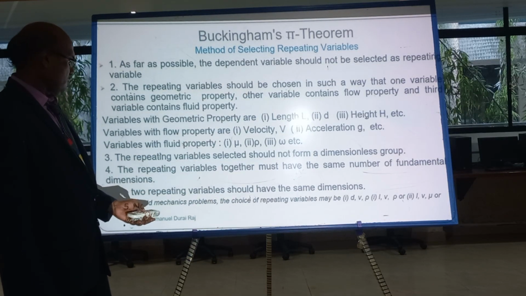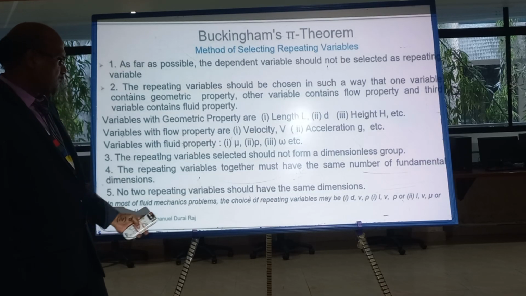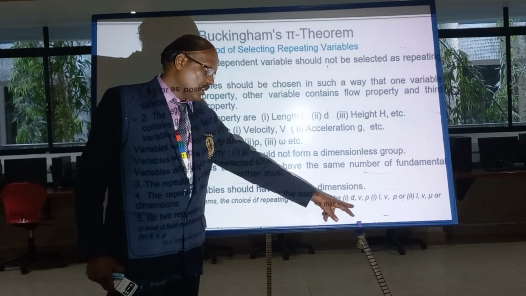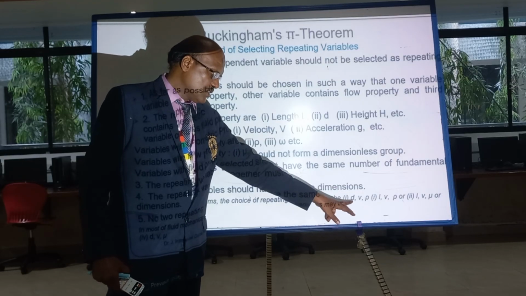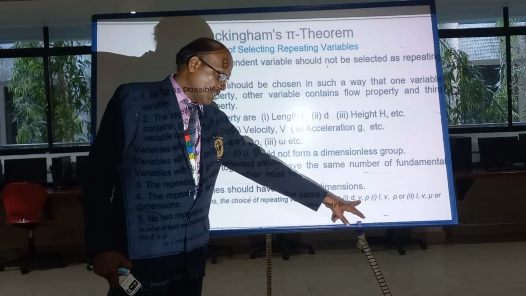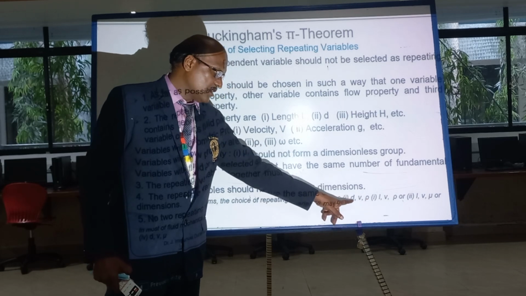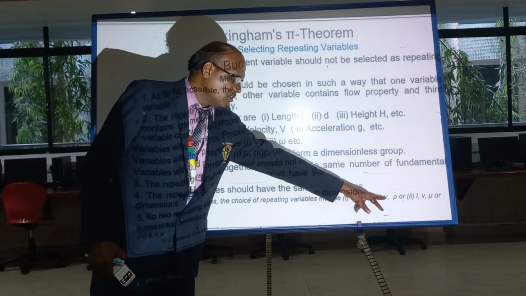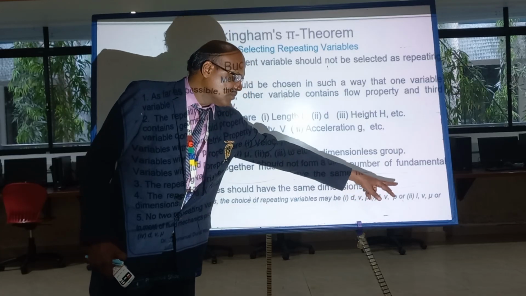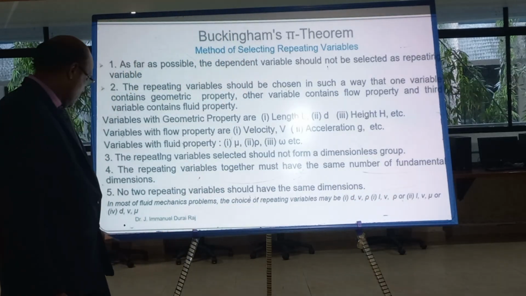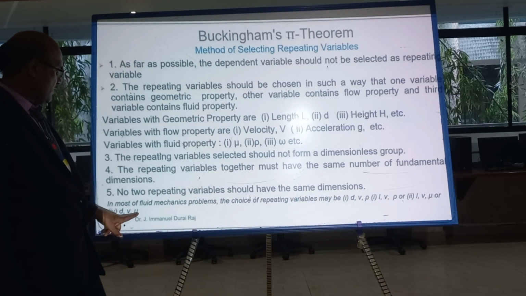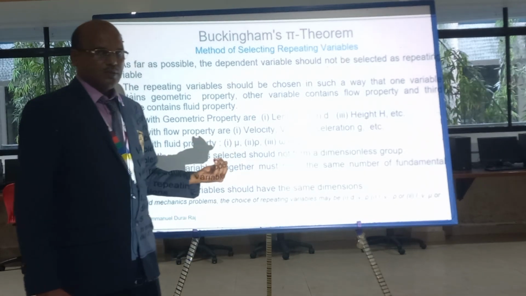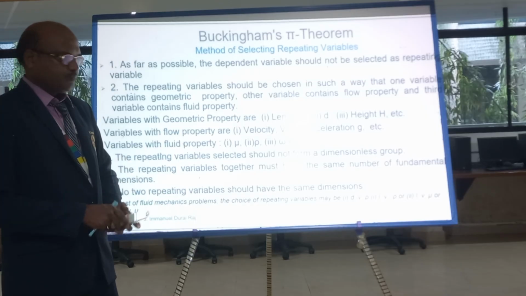In most fluid mechanics problems, the choice of repeating variables may be d, V, rho. That is, one is geometric, another is flow property and the other fluid property: diameter, velocity and density. Or length, velocity and density, or length, velocity and viscosity, or diameter, velocity and viscosity. These are generally used repeating variables for our problems.